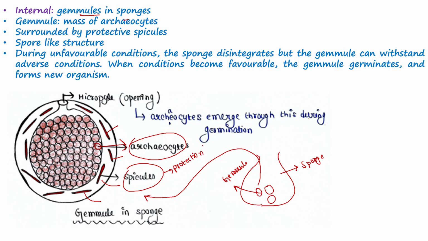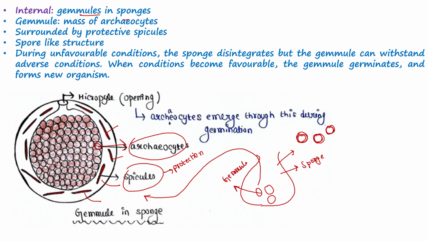Now a gemmule is basically a spore-like structure. During unfavorable conditions, the sponge body disintegrates, but the gemmule can withstand adverse conditions. So gemmules are like that in the seawater.